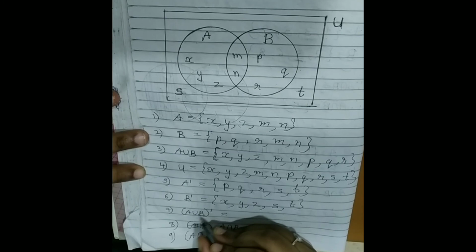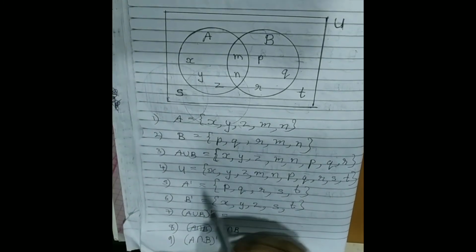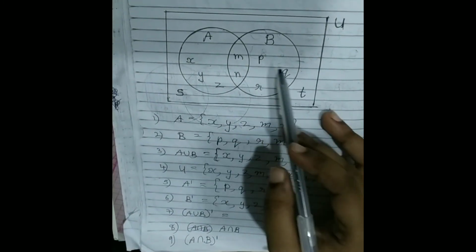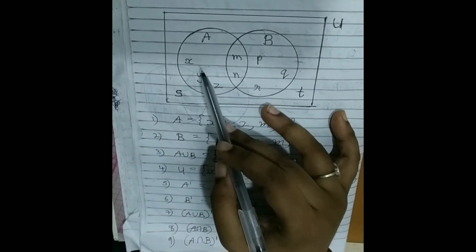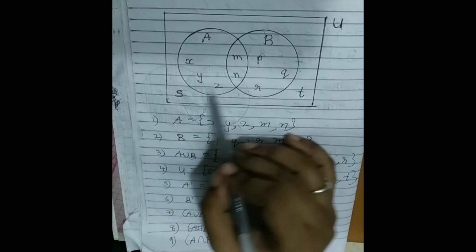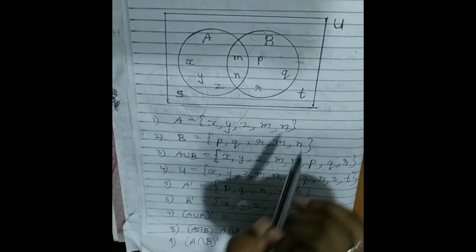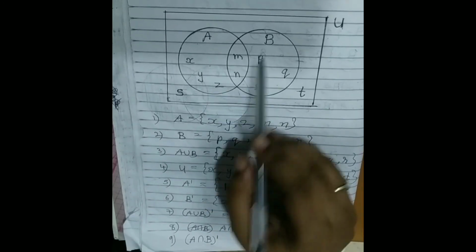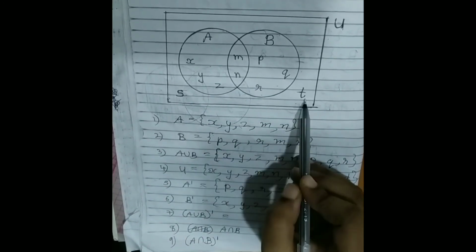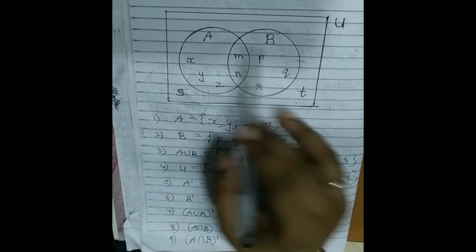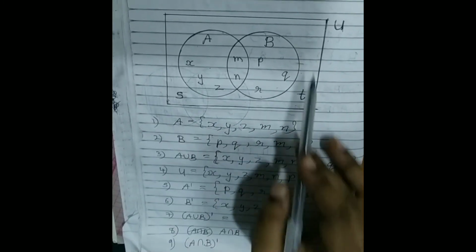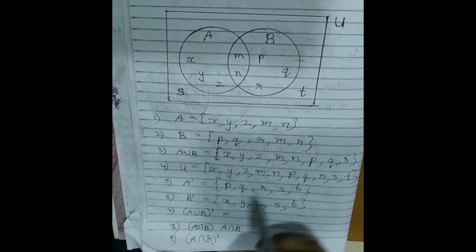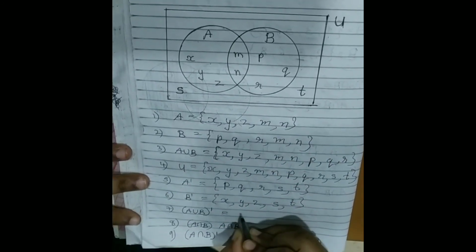Okay. Next we have A union B complement. So what is A union B? All the elements of A and B. So what is the complement of that set? They are the elements which are not present in A union B. So what are these elements? See, S and T. S and T are not in A union B, but they are in U. So S and T will be in A union B complement.